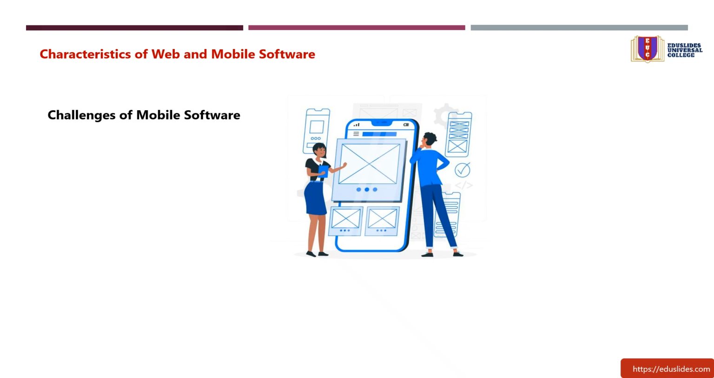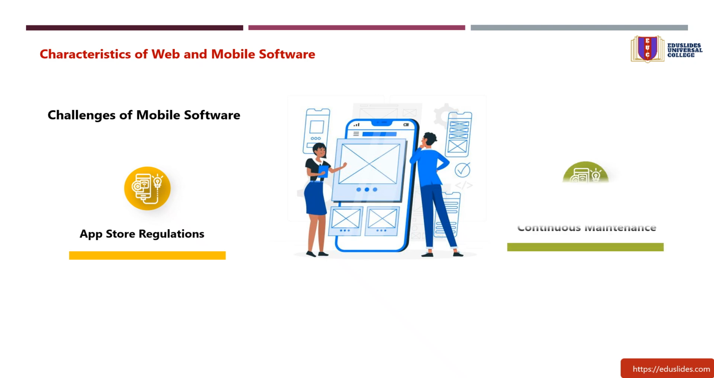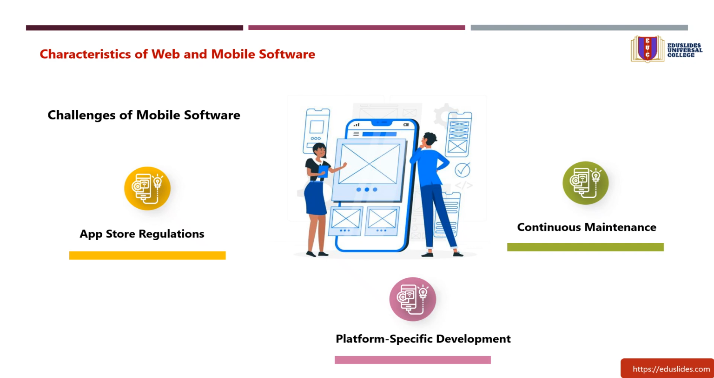Challenges of mobile software. App Store regulations. Submitting apps to app stores can be a lengthy process, and certain features may be rejected based on platform guidelines. Continuous maintenance. Mobile apps require regular updates and bug fixes to ensure smooth performance and security. Platform-specific development. Developing separate native apps for iOS and Android can be time-consuming and costly. Mobile applications have transformed how we interact with technology, enabling activities ranging from social networking and entertainment to shopping and productivity.